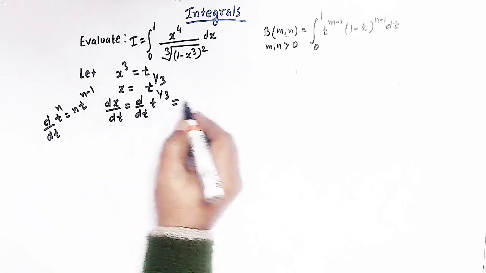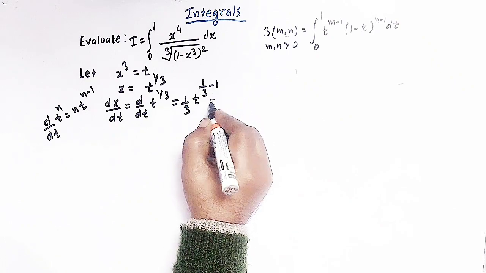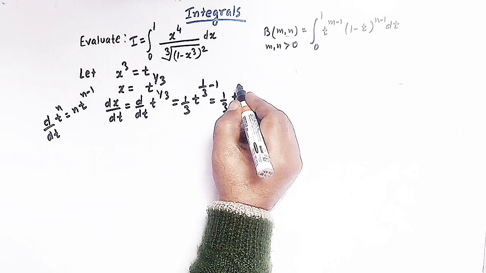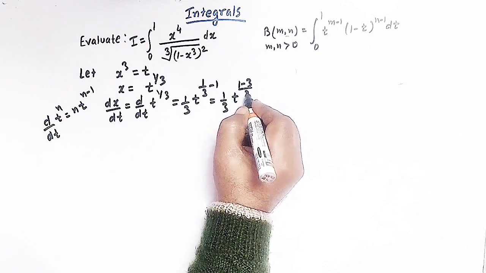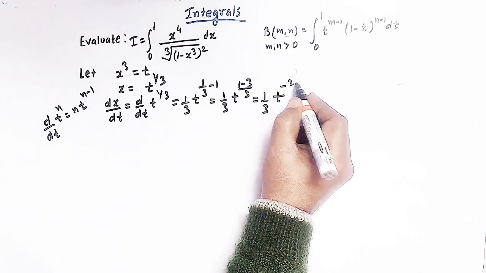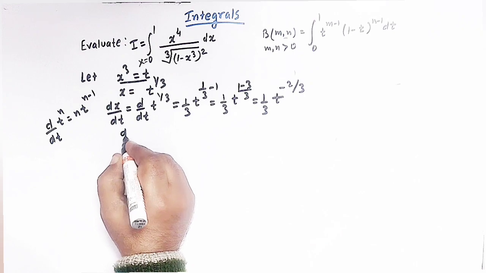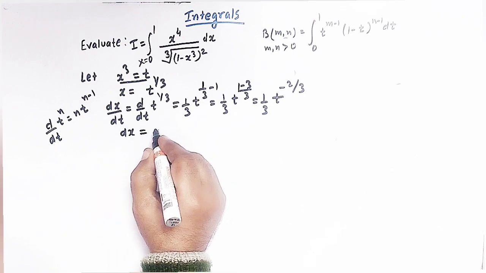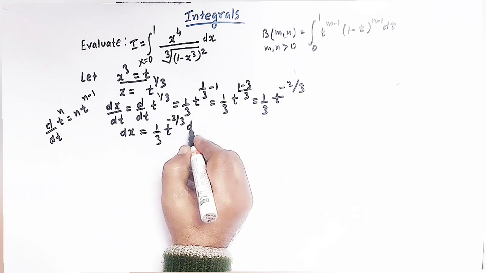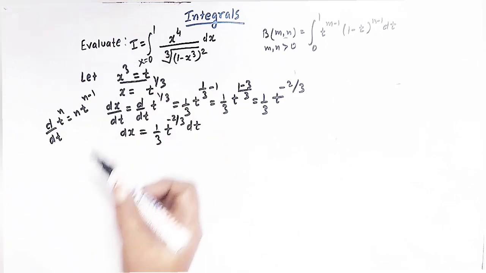So here n is 1 over 3, so we have 1 over 3 t raised to 1 over 3 minus 1, and this is 1 over 3 and t raised to (1 minus 3) over 3, that is 1 over 3 t raised to minus 2 over 3. So now we can write dx is equal to 1 over 3 t raised to minus 2 over 3 dt, right? So now let us change the limits accordingly.